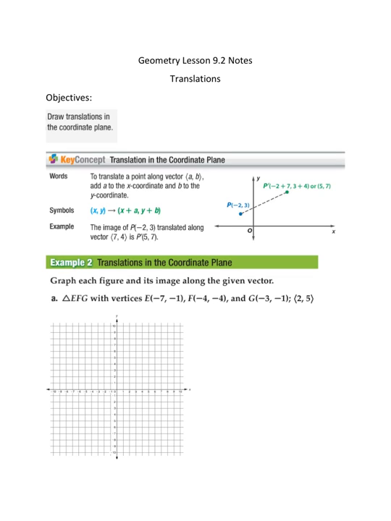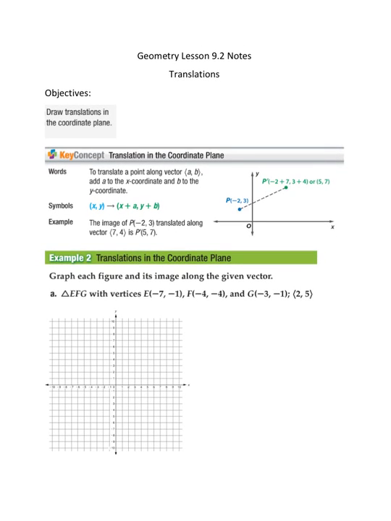All right, hello everyone. Today we're going to be taking a look at drawing translations. Mainly, we're going to be doing those in the coordinate plane. Okay, we want to draw translations in the coordinate plane. Okay, so let's get an idea here of what a translation is.